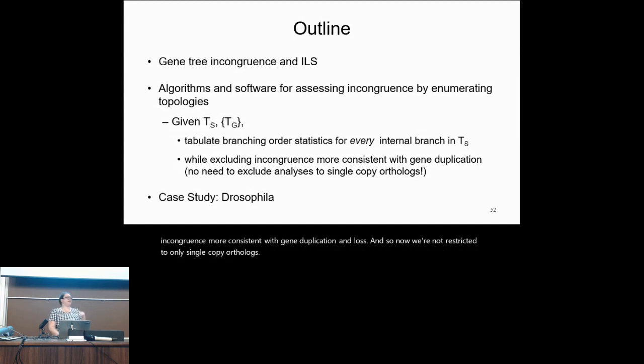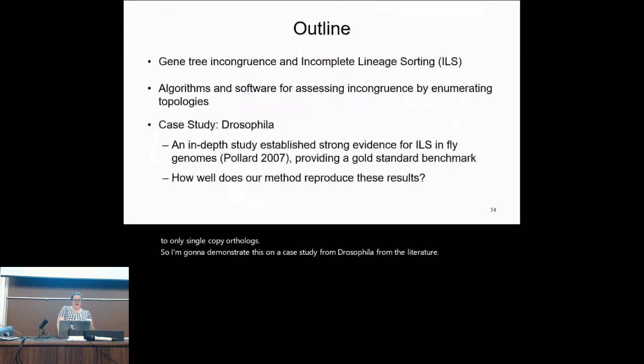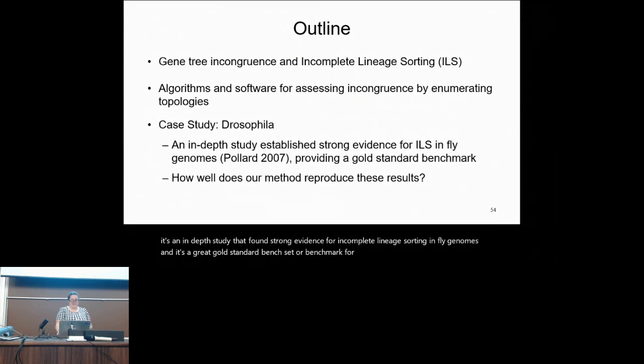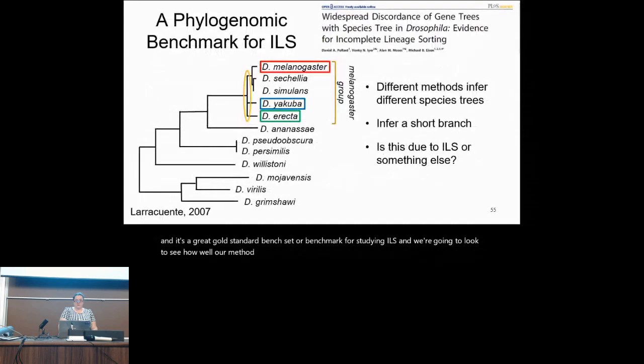So I'm going to demonstrate this on a case study from Drosophila from the literature. This case study was done in 2007 from Michael Eisen's lab by Pollard, right? And it's an in-depth study that found strong evidence for incomplete lineage sorting in fly genomes. And it's a great gold standard benchmark for studying ILS. And we're going to look to see how well our method reproduces these results, right?